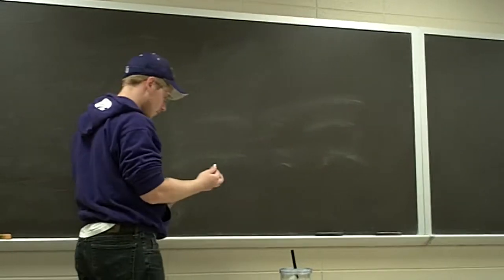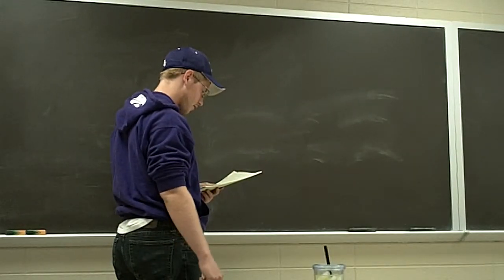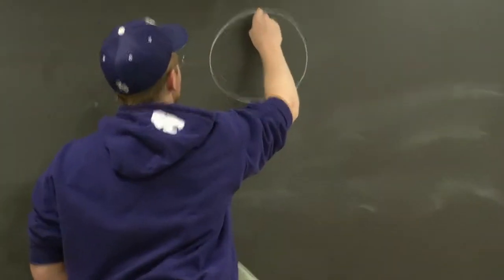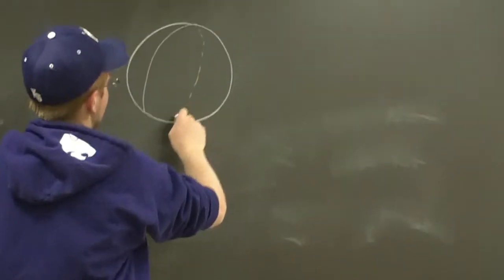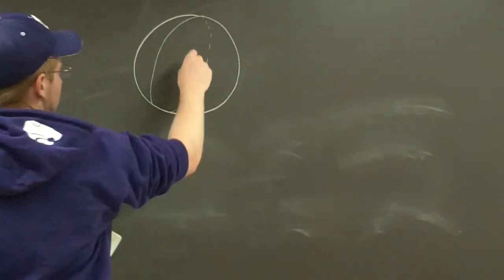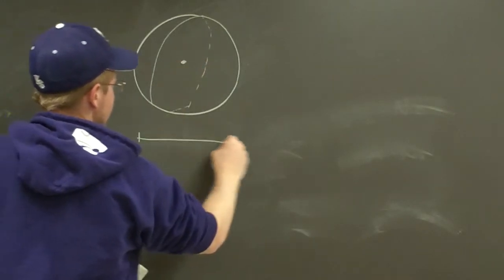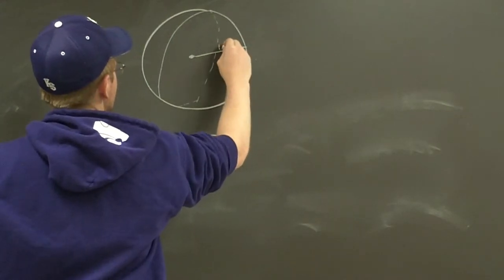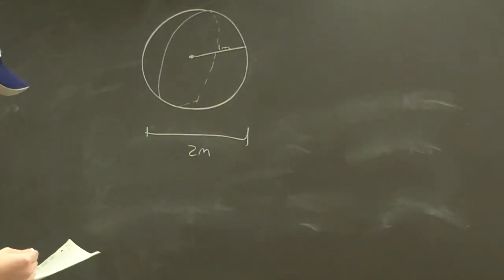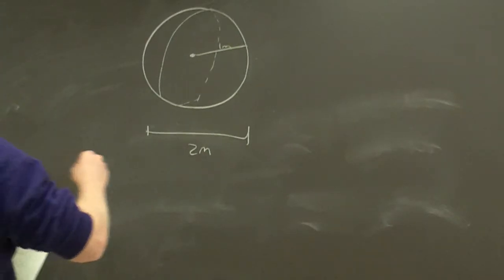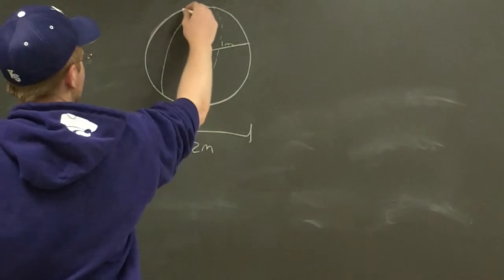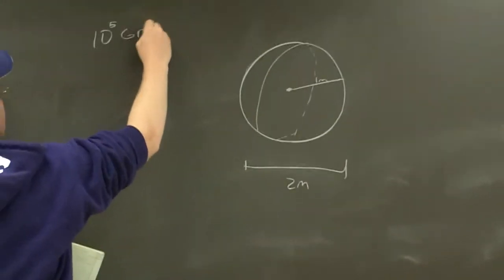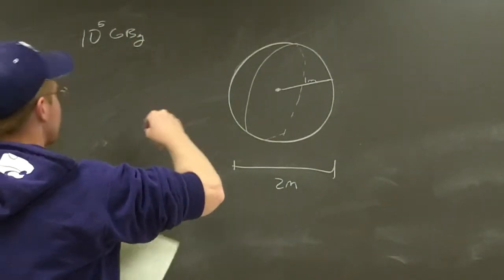So we have a surface of a sphere. I don't know how to draw spheres, but let's go with that. We're looking for stuff inside the middle here. There is a 2 meter diameter, which means that R is 1 meter. And the source is distributed across this sphere. So it's a 10 to the 5 gigabecquerel source emitting 1 photon per transformation.